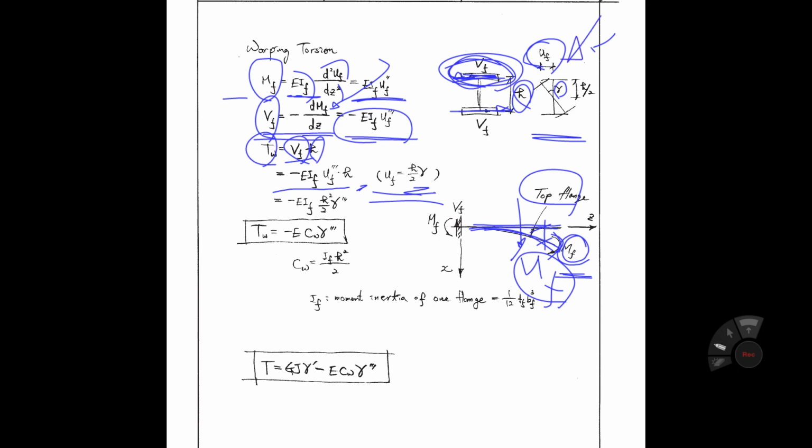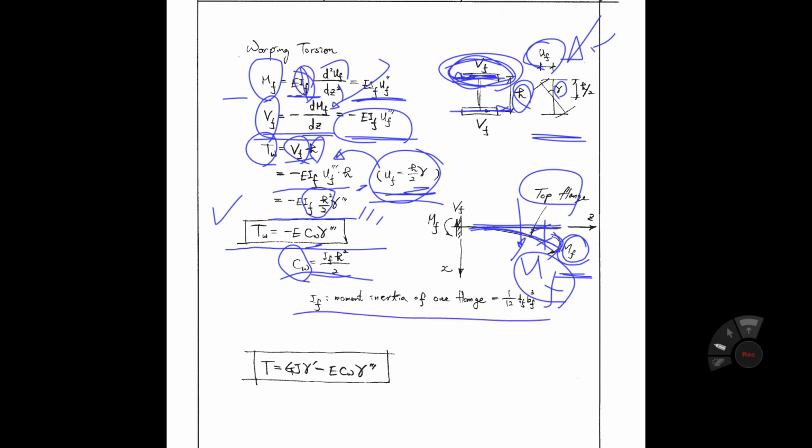When we calculate the buckling equation like that, if you input this equation here, then you can finally get minus EIF H square over 2 gamma triple prime. TW, warping torsion, can be written as minus ECW gamma triple prime. CW is called the warping constant. Here IF is the moment of inertia of one flange, 1 over 12 thickness TF BF cube. So that is the warping torsion equation.